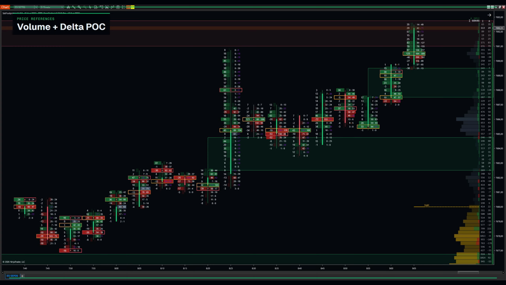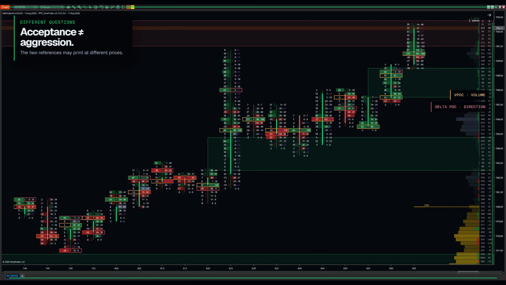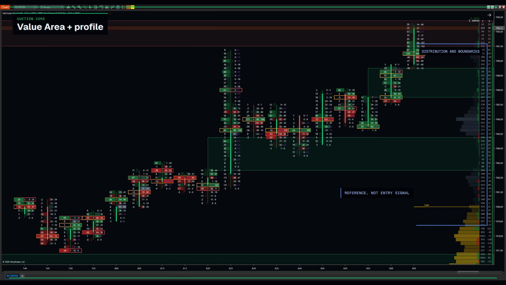Now we add references and scale. The volume point of control marks the price with the most volume inside a candle. Delta point of control marks the strongest delta concentration. They can differ because acceptance and aggression answer different questions. Value area summarizes the auction core, while the profile shows its distribution.